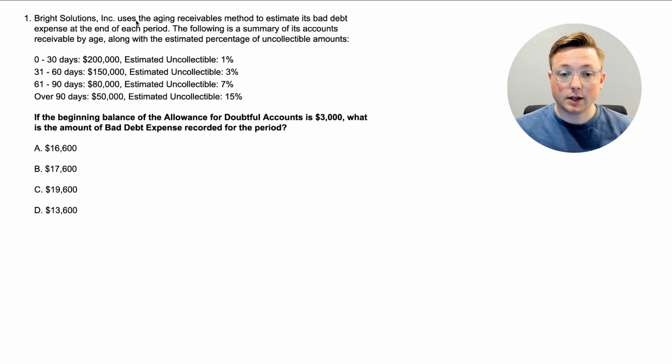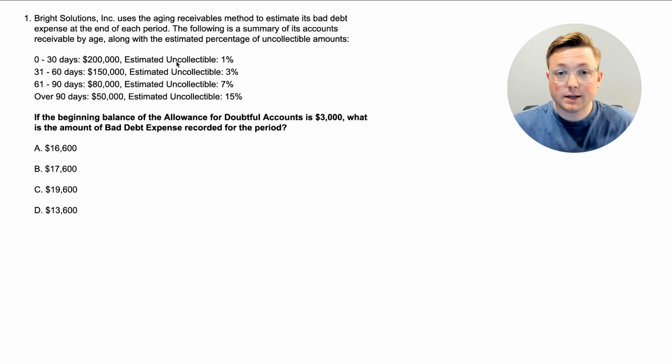Bright Solutions, Inc. uses the aging receivables method to estimate its bad debt expense at the end of each period. The following is a summary of its accounts receivable by age, along with the estimated percentage of uncollectible accounts. Okay, so they have 0 to 30, 31 to 60, 61 to 90, and over 90. This is how long the receivables have been sitting there without having been received. So for the 0 to 30, we have 200,000. For the 31 to 60, we have 150,000. For the 61 to 90, we have 80,000. And for over 90 days, we have $50,000. And each of these has an estimated uncollectible percentage.